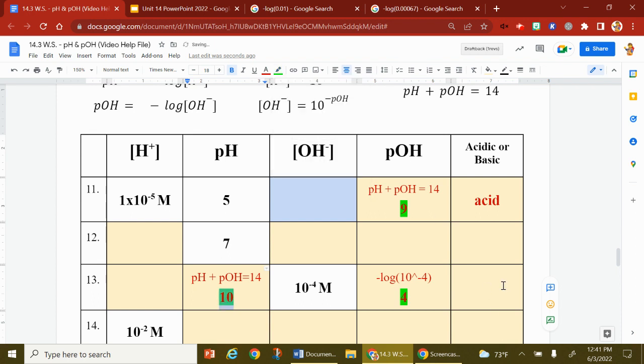And if the pH is 10, well, this just lines right up with the joke. You're basic. If the pH is 10, you're basic. If you're above 7, you're basic. All right, let's move on to the next one.